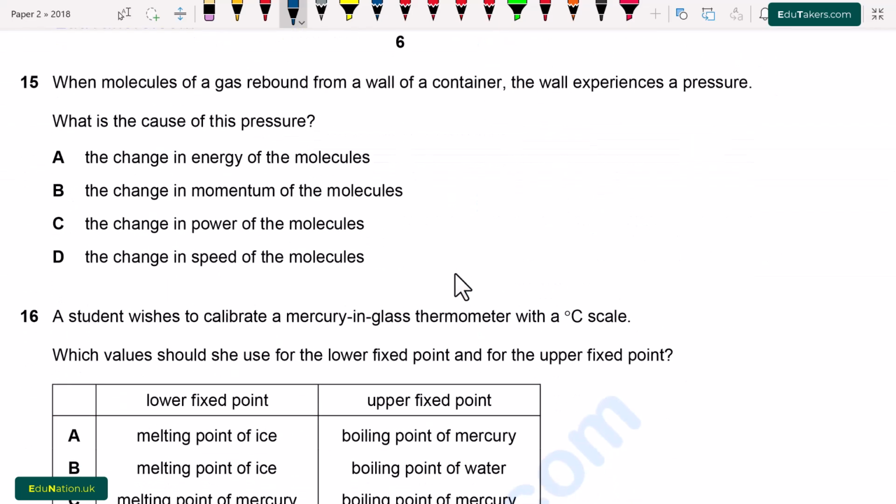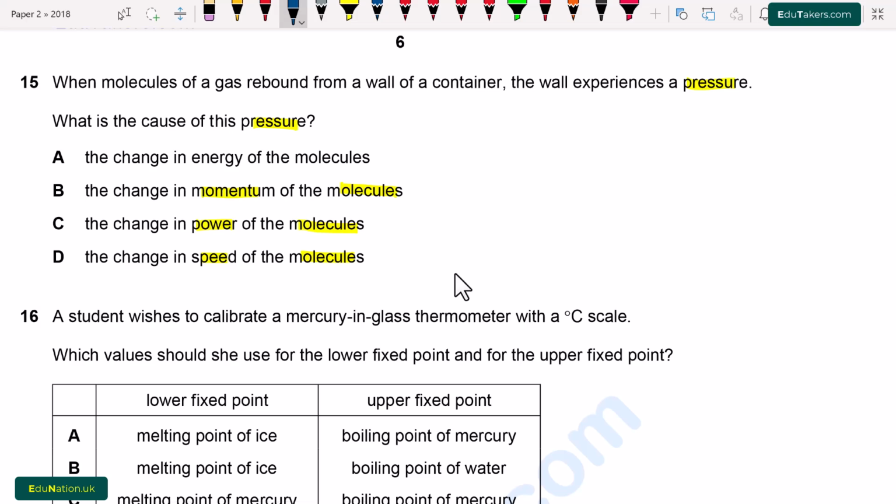Question number 15. When molecules of a gas rebound from a wall of a container, the wall experiences a pressure. What is the cause of this pressure? Option A, the change in energy of the molecules. B, the change in momentum of the molecules. C, the change in power of the molecules. Option D, the change in speed of the molecules.